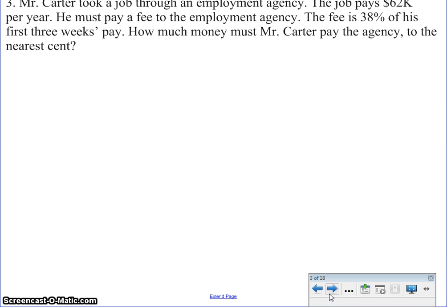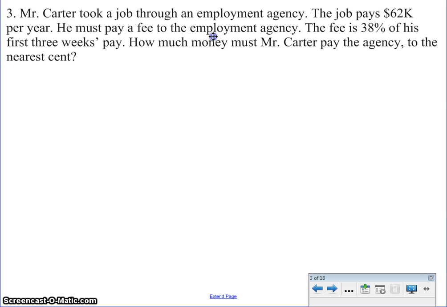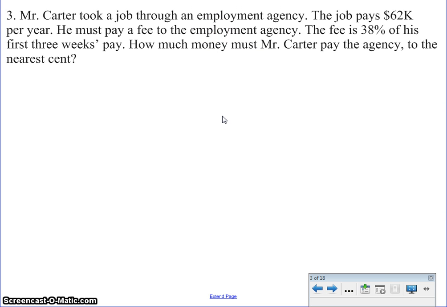All right, number 3. It says Mr. Carter took a job through an employment agency. The job pays $62K per year. He must pay a fee to the employment agency. The fee is 38% of his first 3 weeks' pay. How much money does Mr. Carter pay the agency? So step one is to find 1 week's pay.